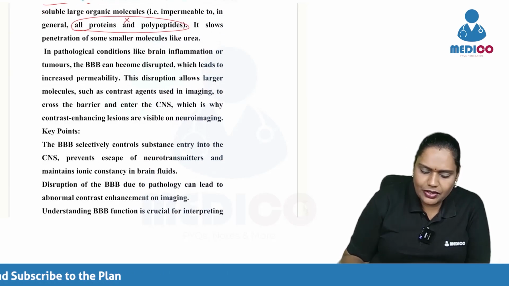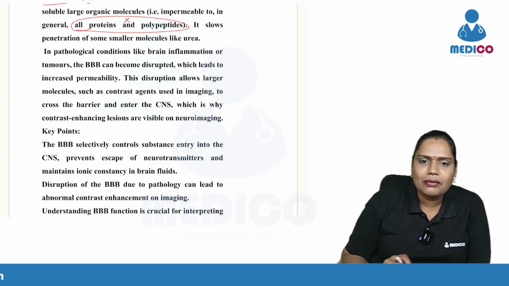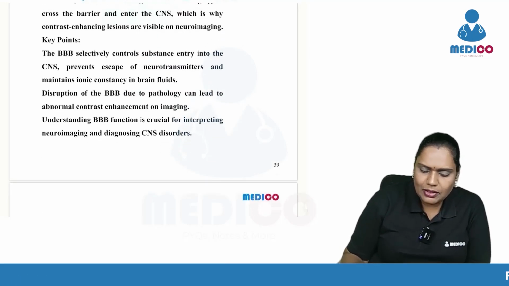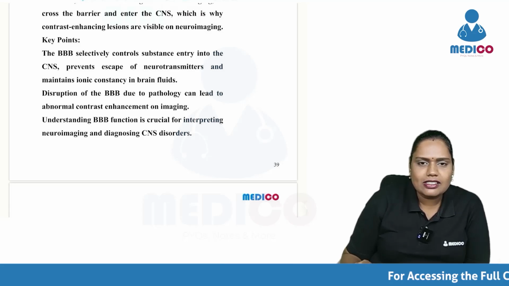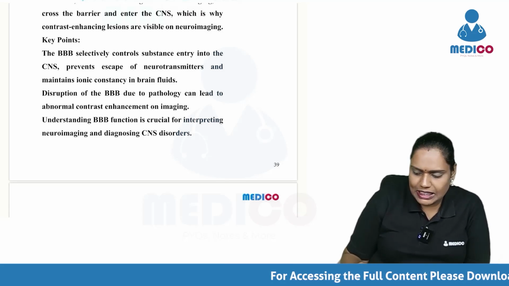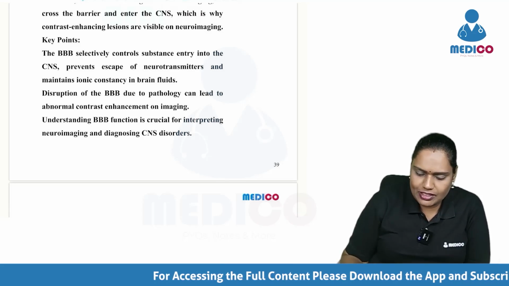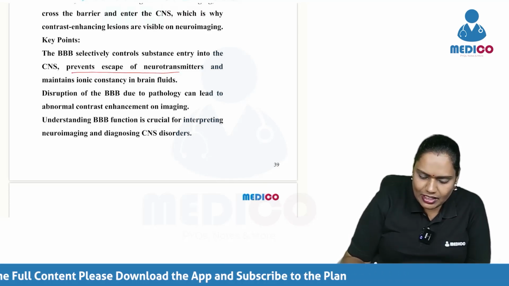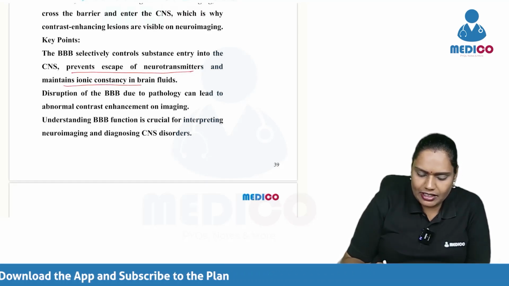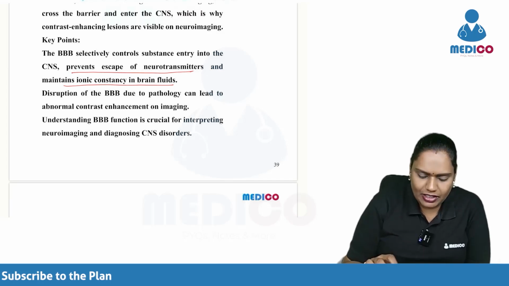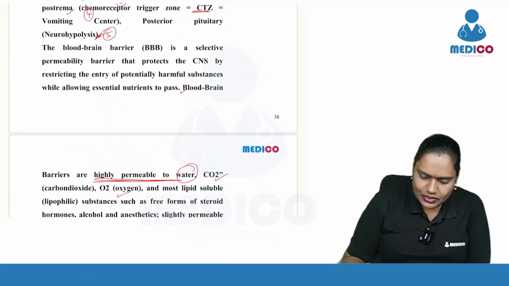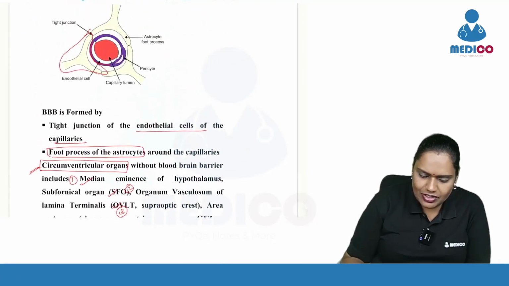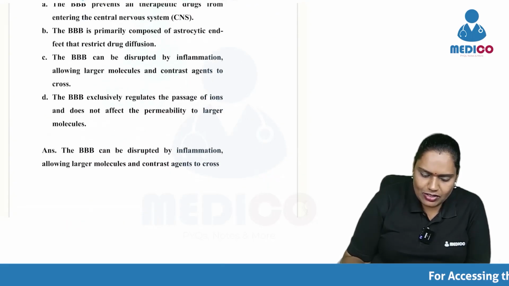Now, as I already told you, in pathological conditions, the blood-brain barrier is compromised. What are the functions of the blood-brain barrier? One is it protects the brain by selectively allowing certain substances, and at the same time, it also prevents the escape of neurotransmitters and maintains the ionic constancy in the brain fluids. So that is the structure and function of the blood-brain barrier. Now let us look at the options.